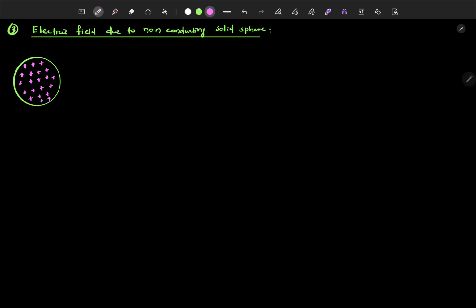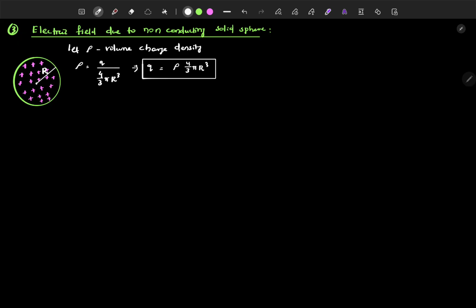So here we have to consider volume charge density. The center is O and the radius is capital R. Let rho be the volume charge density. So rho is equal to the total charge Q divided by the volume, which will be 4 by 3 pi capital R cube. So Q enclosed, Q, is equal to rho into 4 by 3 pi capital R cube. This is the total value of charge.